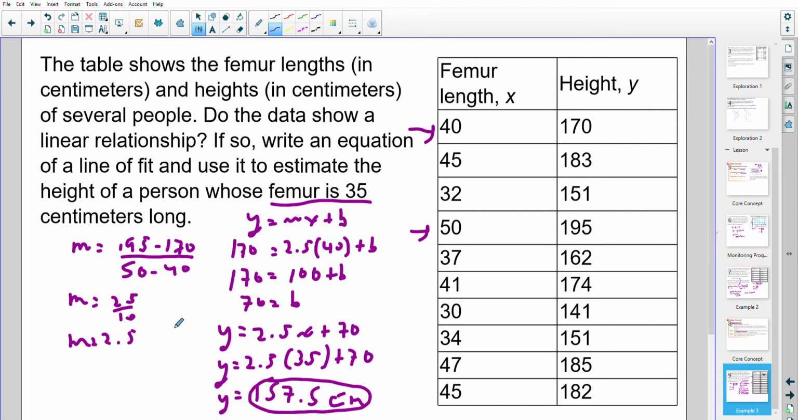So it's a prediction line, also known as a regression line. But whenever you think of regression, think of prediction.